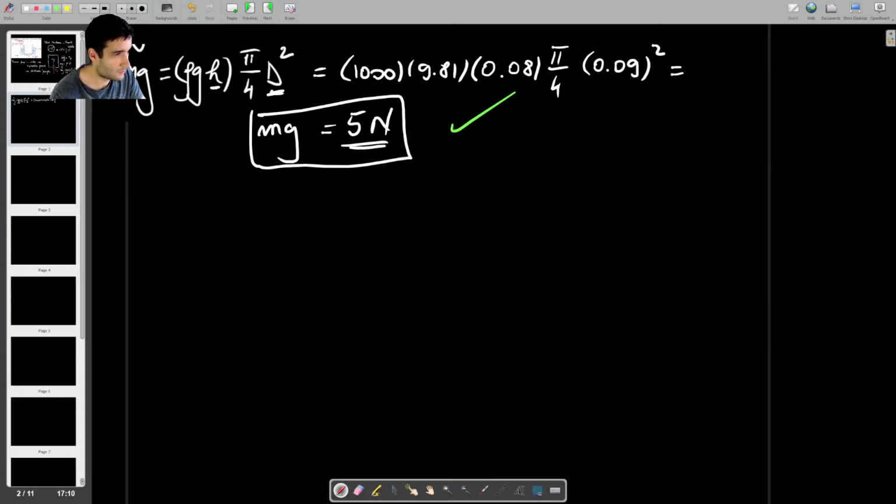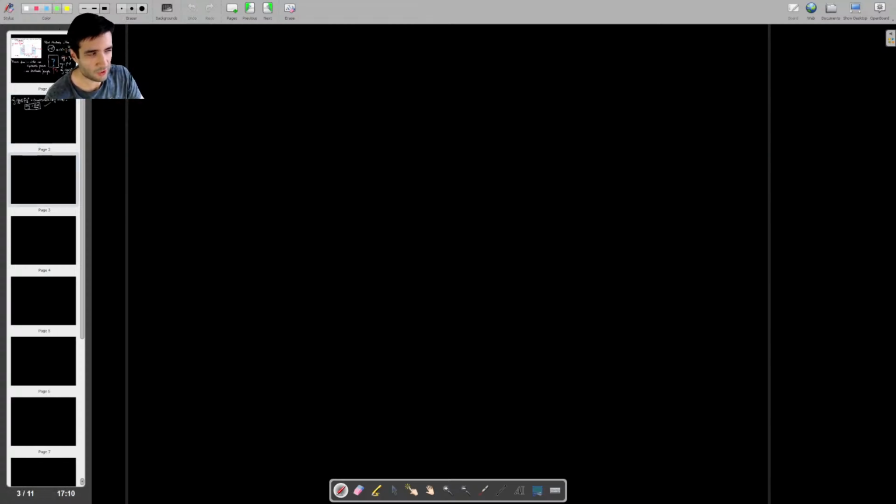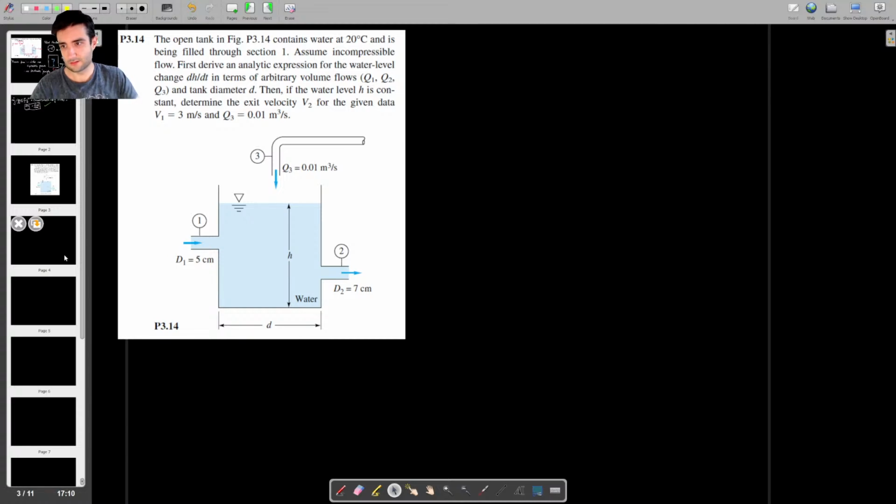But for now, what I would like to do is something related to mass conservation and momentum conservation as well. So let's have a look at, again, something that's straightforward for now. I think what I have here is a very simple and standard mass conservation problem, which is this.